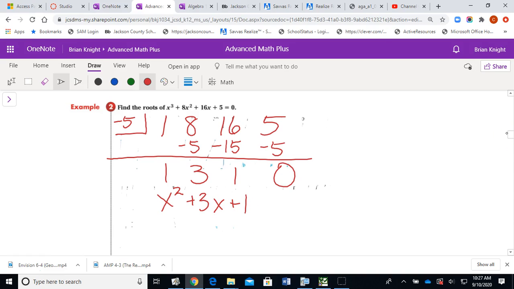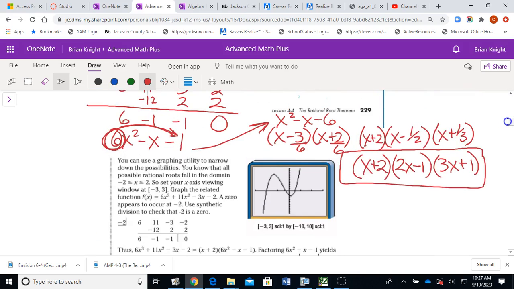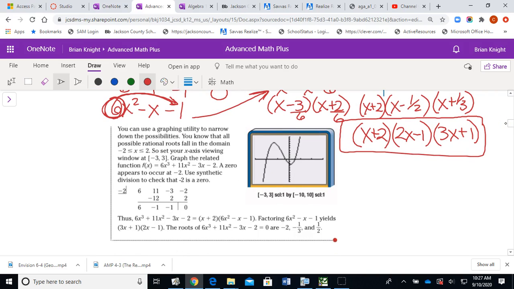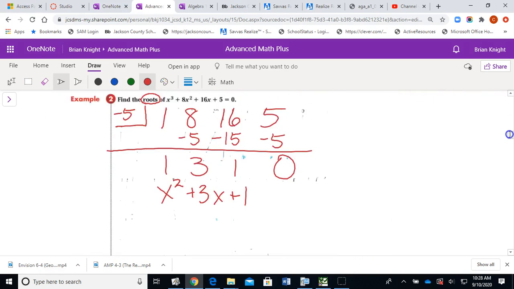Now, again, the difference here is we're not finding the factors, we're finding the what? The roots, okay? You know what? I messed up on this last problem, didn't I? Because the last problem, we were supposed to be finding the roots as well, and what did I find? The factors. I was doing it like we did yesterday, but I should have left it alone. What were my roots? -2, 1/2, and -1/3. Sorry about that. Again, they didn't ask for the factors, they asked for the roots. Okay? So, won't make that mistake again.